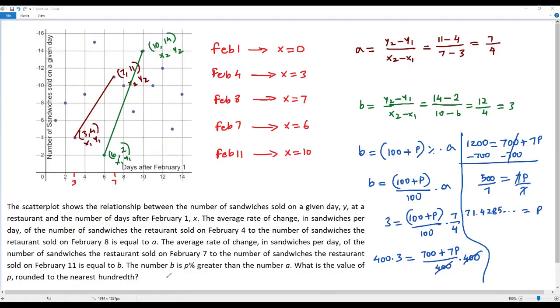According to the instruction, we have to find the value of P and it has to be rounded to the nearest hundredth. Here we got the value of P, but it has to be rounded to the nearest hundredth. When I round this value to the nearest hundredth, I'm getting 71.43. Therefore, the value of P is about 71.43.